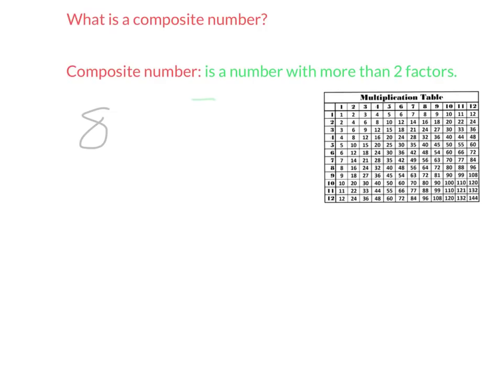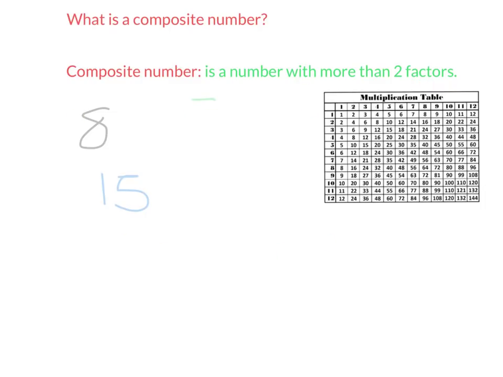So let's try another one. Let's do the number 15. I look here and I say, okay, where's 15? Is 15 a prime or a composite? 15 is 5 times 3, and then I found 15 again. And then I know that 15 can be divisible by itself and 1. So we know that it has more than 2 factors. Any number that has more factors than 2 would be a composite number.